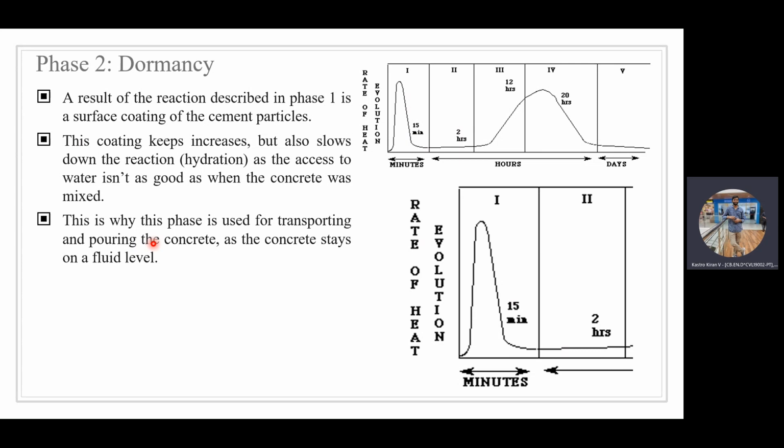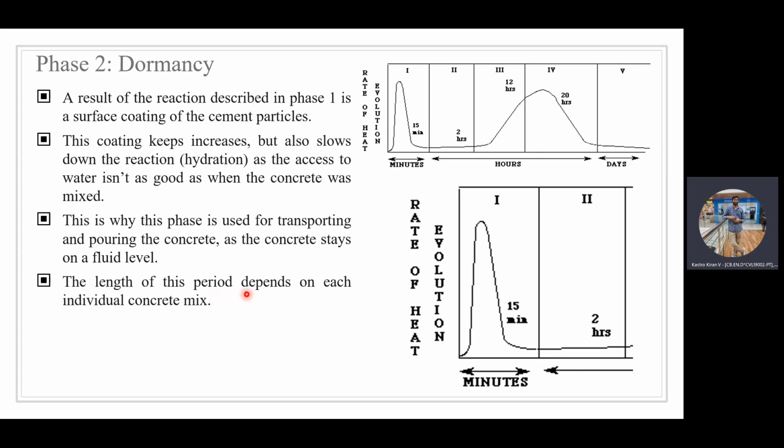So we have seen the RMC mixers, ready mix concrete mixers, right? When the concrete is in the dormancy phase, it is possible to transport the concrete from one place to another place, and then you can pour the concrete wherever it is required. Why is it possible? It is because in this phase, the concrete will still be in the fluid level only.